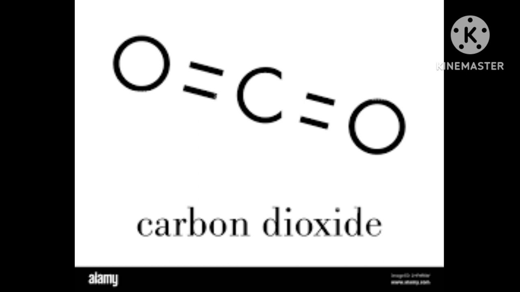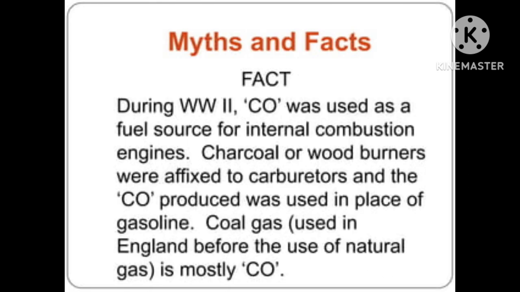What is carbon black? Carbon black is obtained by burning hydrocarbons, compounds of carbon and hydrogen, in a limited supply of air. And charcoal and coke? Both charcoal and coke are obtained by heating wood or coal respectively at high temperature in the absence of air. This is important. And carbon black is obtained by burning hydrocarbon in a limited supply of air.